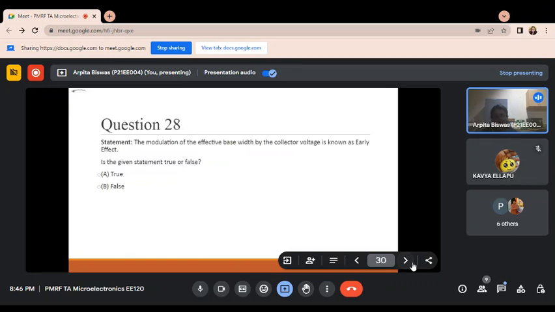So next, question number 28. The modulation of the effective base width by the collector voltage is known as early effect. Is it true or false? It is true, ma'am. Can you explain a little bit what is the modulation of effective base width? Yes, ma'am.